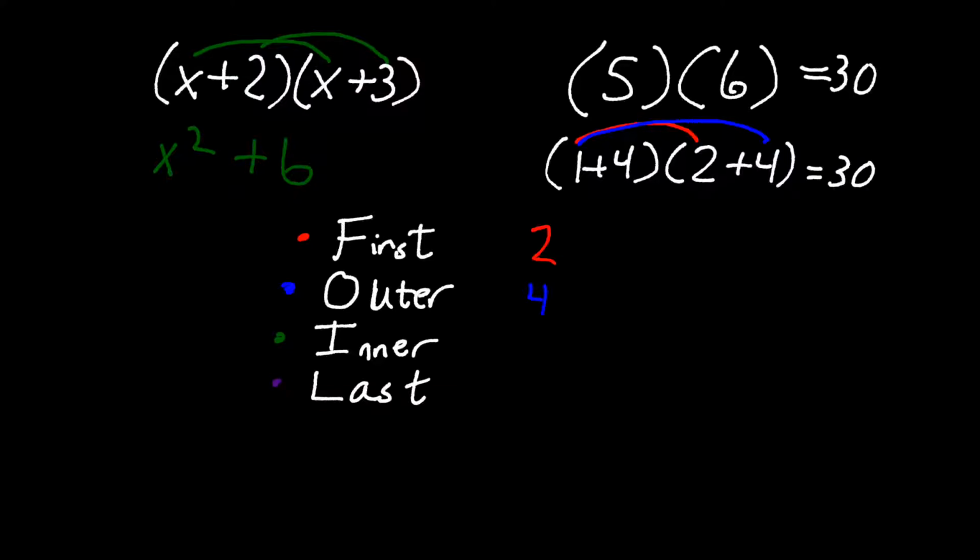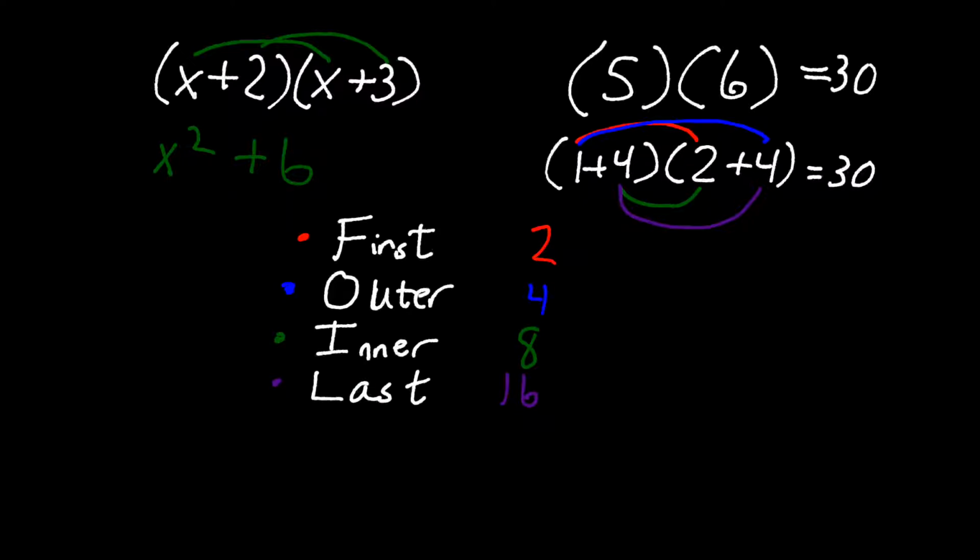Then I have my inner numbers. Those are the numbers on the inside of our entire setup, which is 4 and 2. If 1 and 4 are the outside, 4 and 2 must be the inside. So I have 4 times 2, which is 8. And now, lastly, we have the last numbers in our setup, which is 4 times 4. So I have 4 times 4, which is 16.